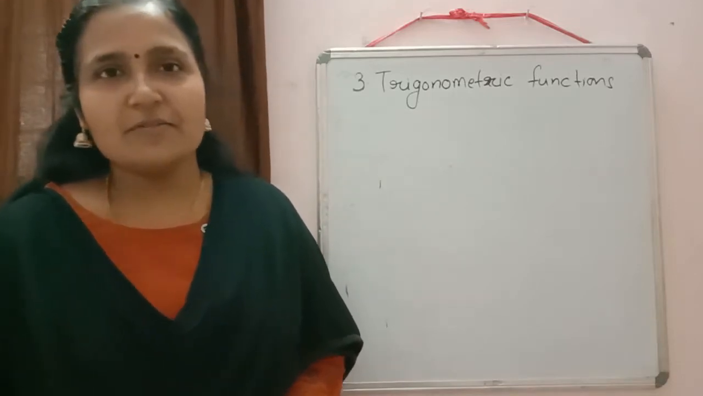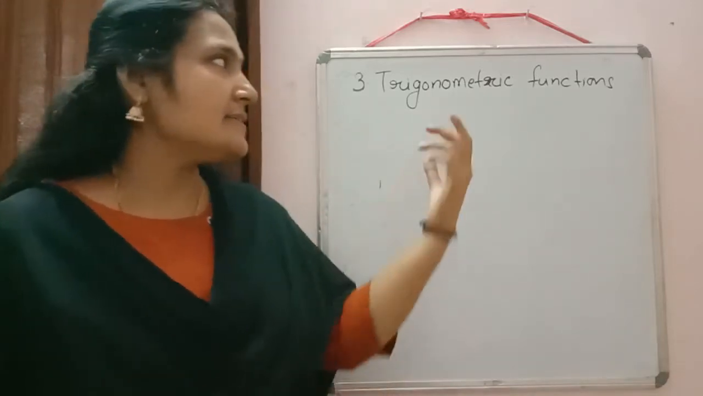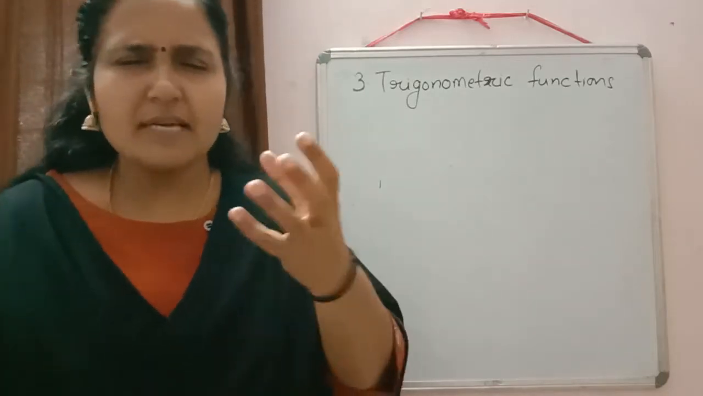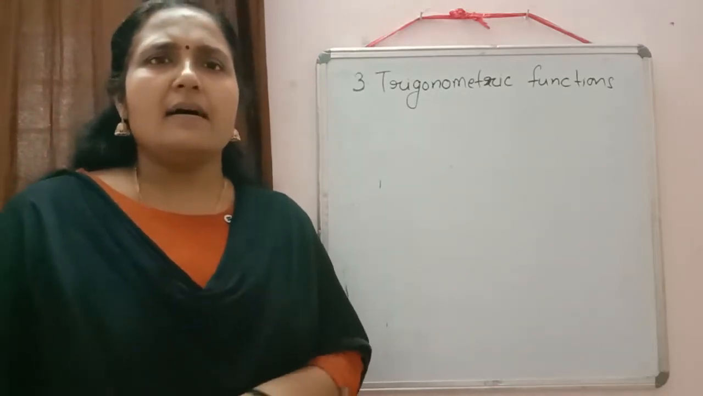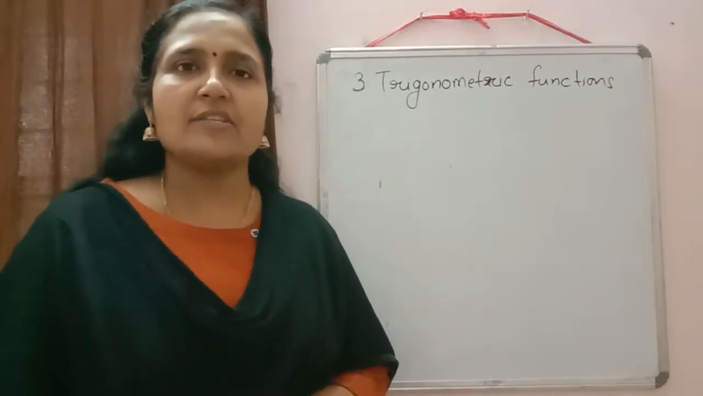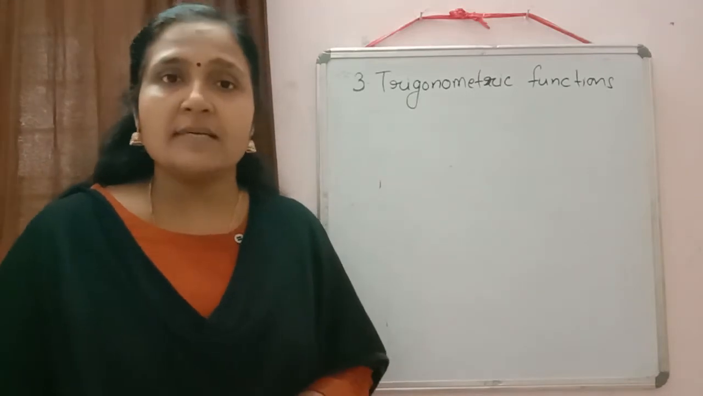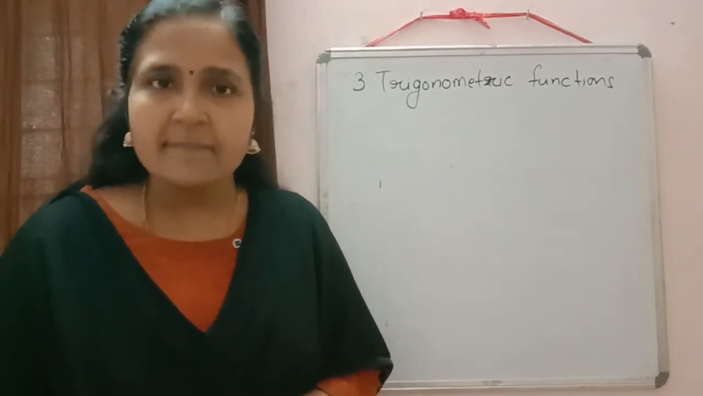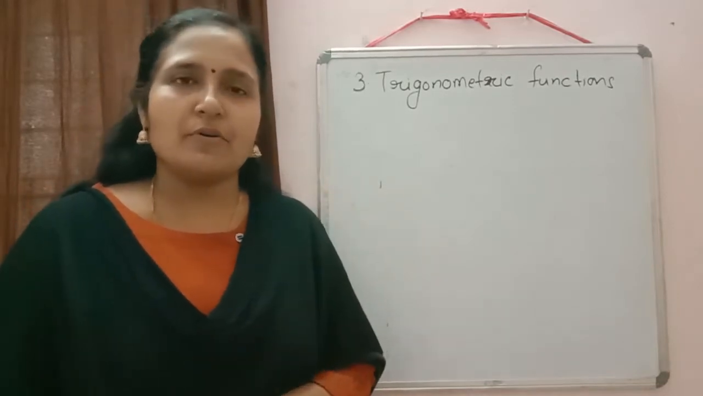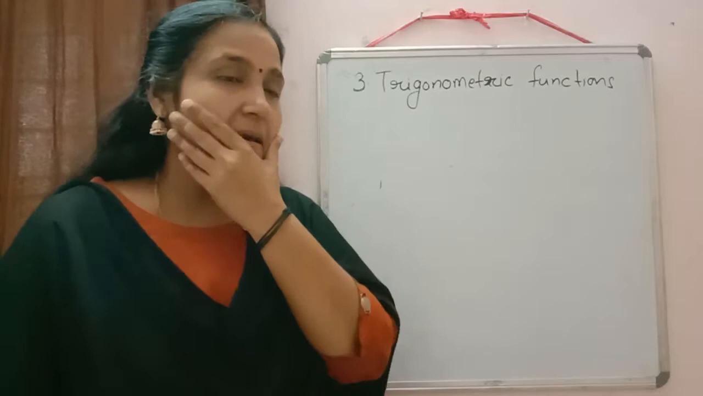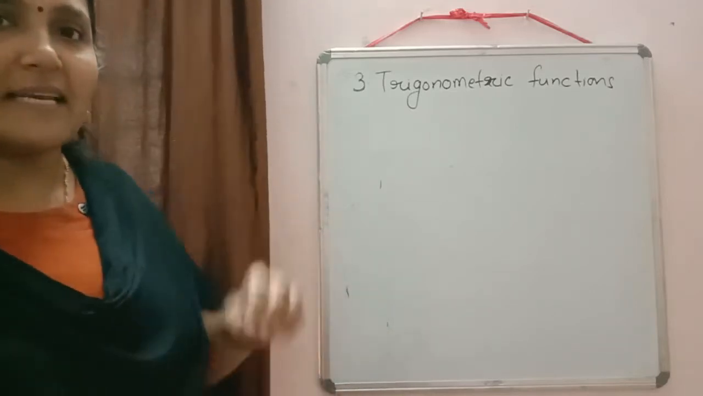Today, we are going to start our third chapter, that is trigonometric functions. About trigonometry, you studied in 10th class: what the six trigonometric ratios are, how to find the trigonometric ratios, identities, values also, correct? So we'll do some more questions there. Before that, we'll write down the basic concepts which we studied there.